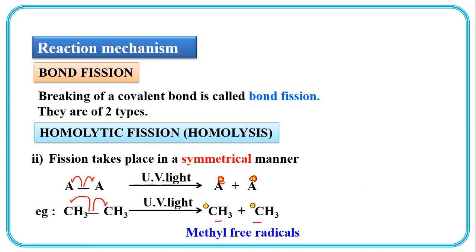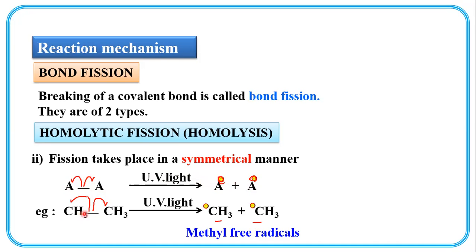See here in this homolytic bond fission, see this example. In this example, A bond A in presence of UV light. If this bond breaks in this way, these two shared electrons are equally distributed. One electron with this A and second electron with this A. Thus we get A electron plus A electron.